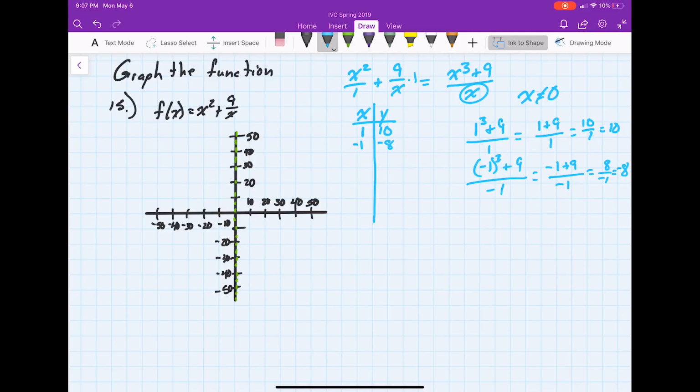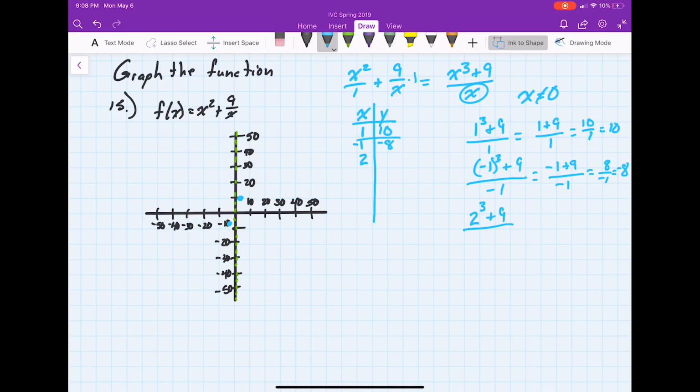Okay, well, we're getting some weirdness here, because if we graph (1, 10), we're going to be somewhere here. And if we graph (negative 1, negative 8), we're going to be somewhere here. Well, obviously, those are on opposite sides of this asymptote. So let's start plugging in some more numbers and see where we get.